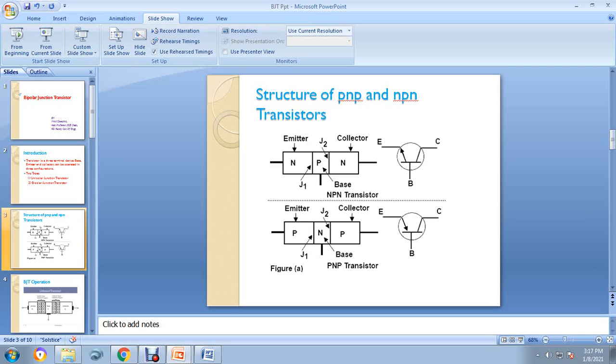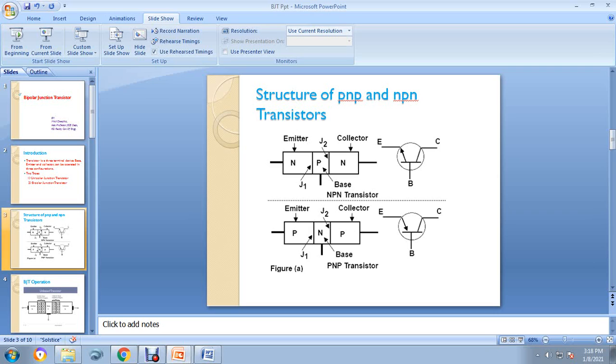In the N region, the majority carriers are electrons, in the P region the majority carriers are holes, and in the N region at the collector side, electrons again. So it is an NPN transistor. This is the structure of the NPN transistor. Coming to its symbol, if the arrow is directed towards the emitter terminal, then it is called an NPN transistor.